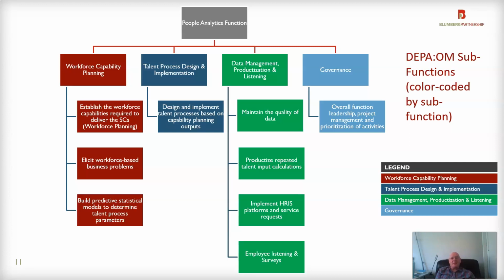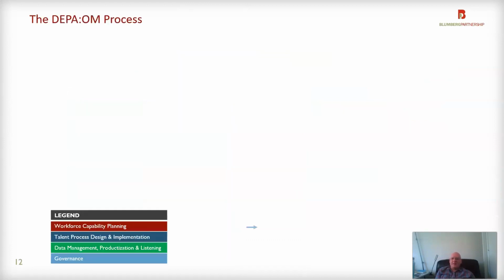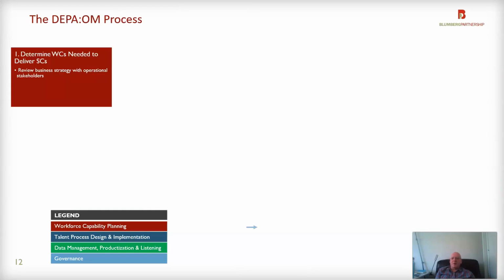And then finally, we have the governance function. And that governance function does what you would expect. It does all of the leadership, project management, etc. of the projects. So with that in mind, let's have a look at the process that we go through. So the first step that these functions go through is that you need to determine what are the workforce capabilities required to deliver your company's strategic capabilities.